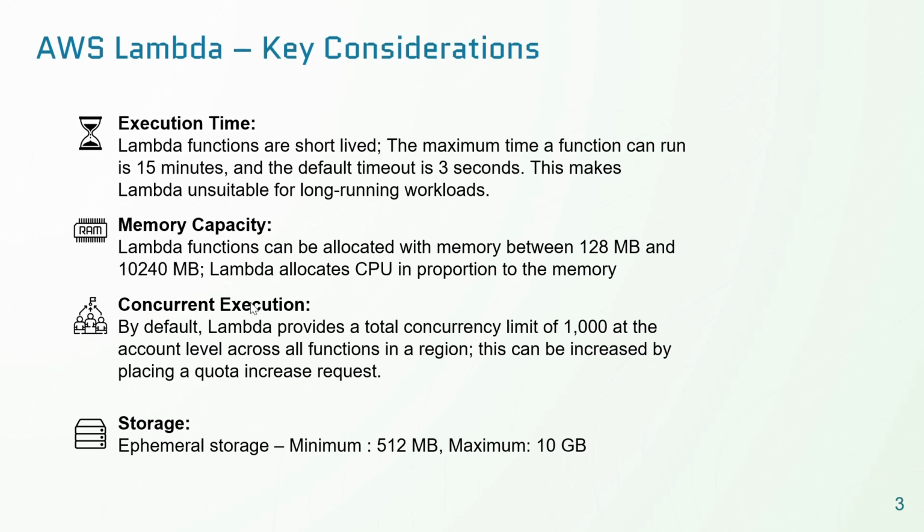Concurrent execution. By default, Lambda provides a total concurrent limit of 1000 at the account level across all functions in a region. This can be increased by placing a quota increase request. So this is a soft limit. Storage. A Lambda function is allocated 512 MB of ephemeral storage by default. This can be increased up to 10 GB.